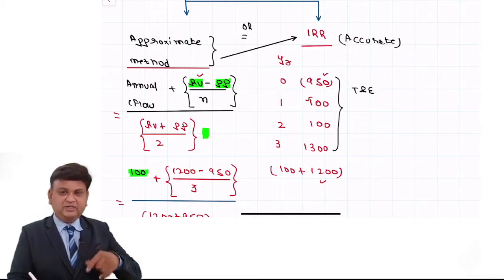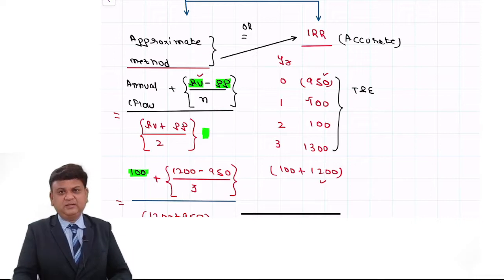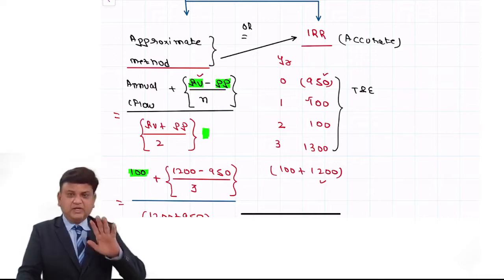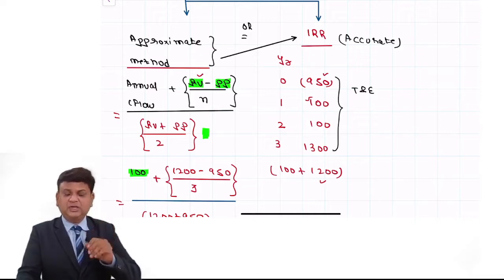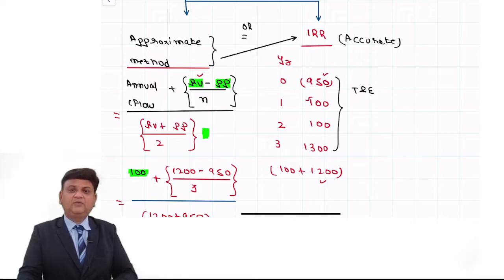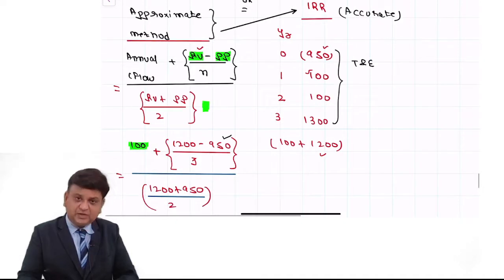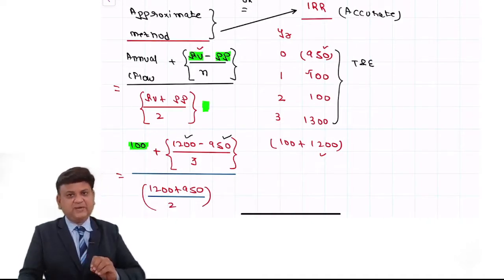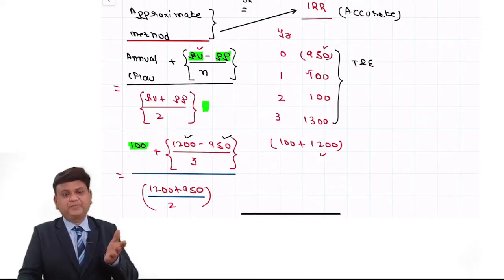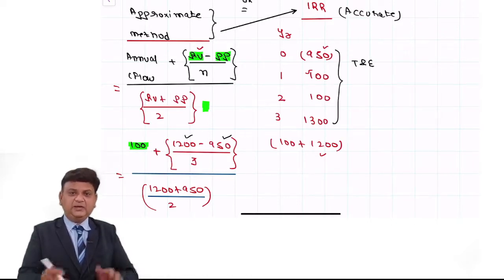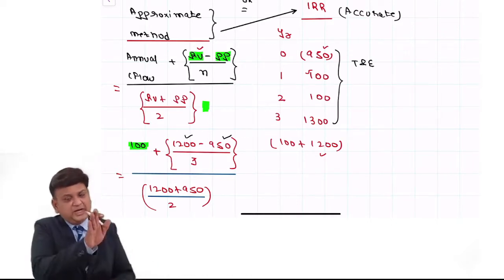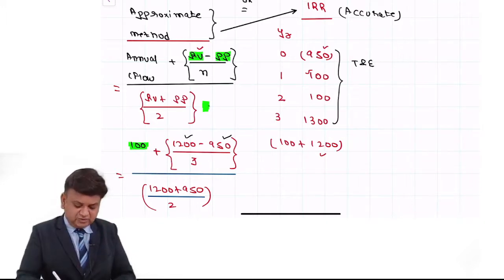Whatever the approximate method is giving as answer, there is no confusion, it is definitely violating the concepts of time value of money. 950 is of year 0 and 1200 is third year end. So taking average is absolutely wrong. But still, we are just trying to have a rough idea. That is the reason we are doing it. And to get that rough idea near to the accurate answer, we take average over here.